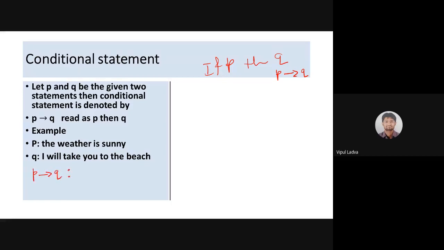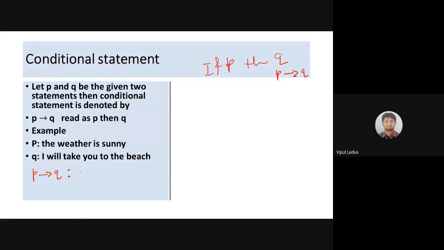What will this mean? Will someone tell me? What will be the compound statement when I use this conditional statement between P and Q, where P is the weather is sunny, and Q is I will take you to the beach? Waiting for your answer. You may reply on the chat box, or you may unmute yourself and talk to me. If the weather is sunny, then I will take you to the beach.